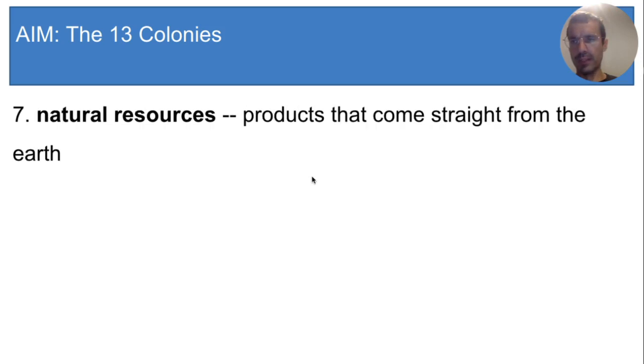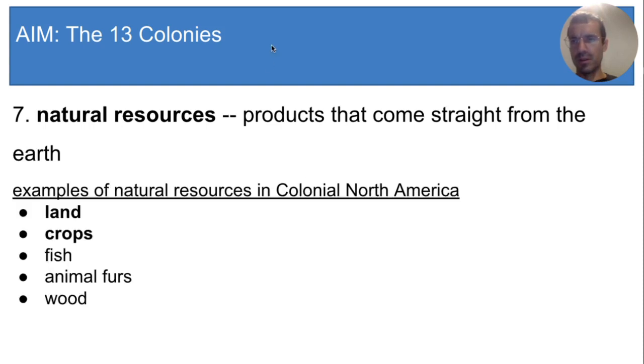Now let's look at why England wanted these colonies. The main goal of the British colonists was to make money off of natural resources, which are products that come straight from the earth. Natural resources could be used for sustenance, or they could be sold to obtain wealth. The most important natural resource in the New World was land, because it could be used to grow different crops that could then be sold for money.